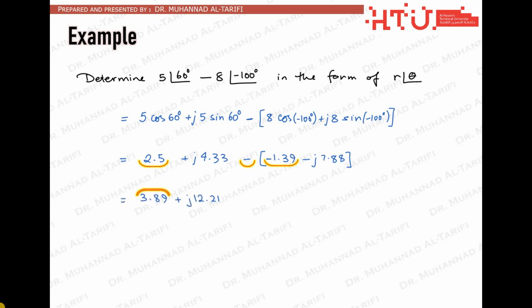Subtracting real from real gives us 3.89, and subtracting imaginary from imaginary gives us 12.21. And now we have the result as a single number, 3.89 plus j 12.21. The last step is transforming this result back to polar form as required by the example. We learned how to do this in a previous video, and this is our final answer in polar.